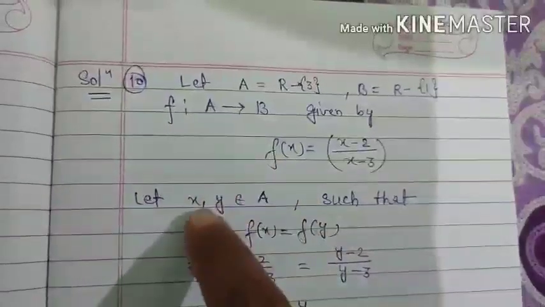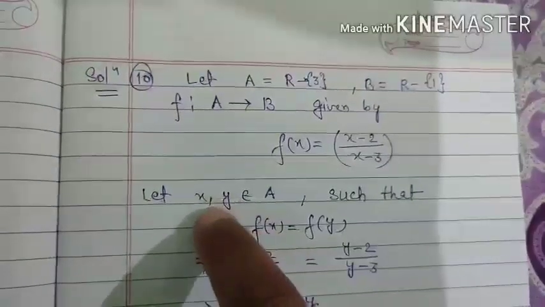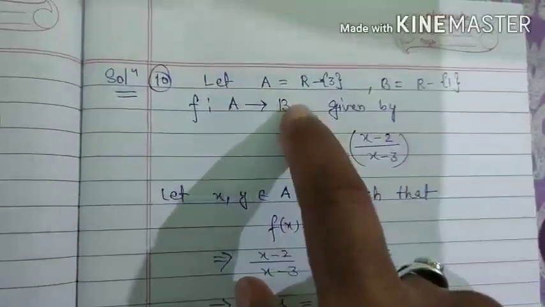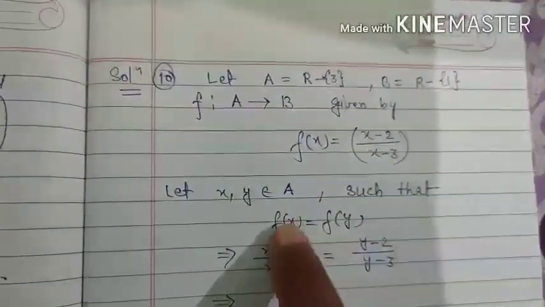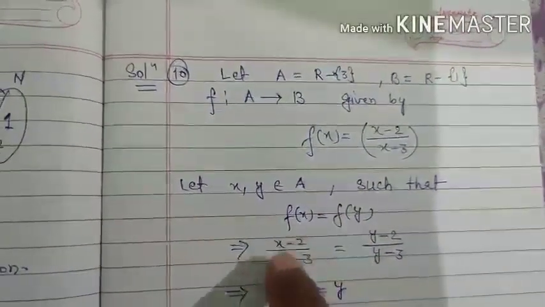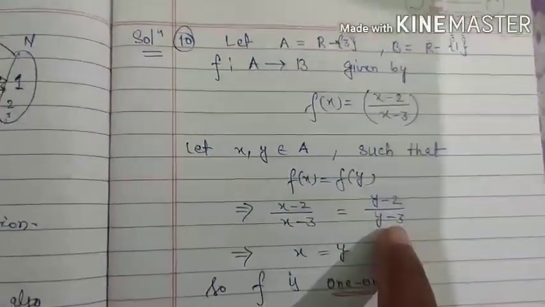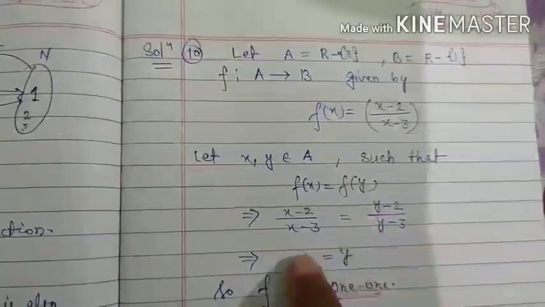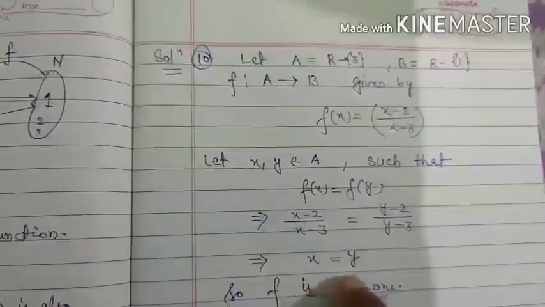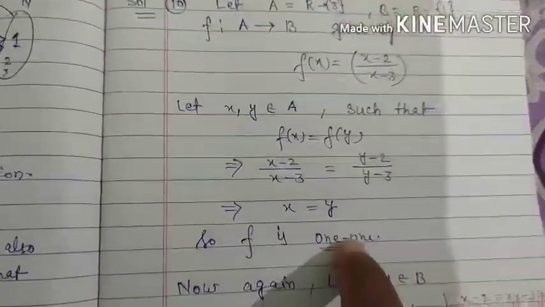Now, as we always do to prove one-one function, let x and y be two elements from the domain A, where A is the domain and B is the codomain, such that f(x) equals f(y). f(x) we can write (x minus 2) upon (x minus 3), and f(y) we can write (y minus 2) upon (y minus 3). If you simplify this, you will get x equals y. Just do cross multiplication and simplify, you will get x equals y. It means f is a one-one function.